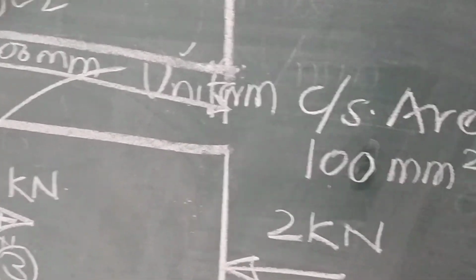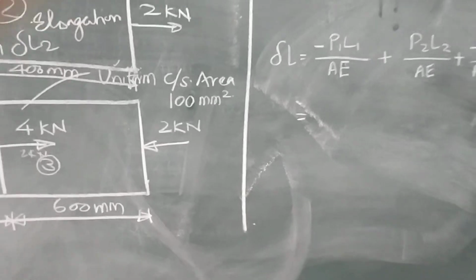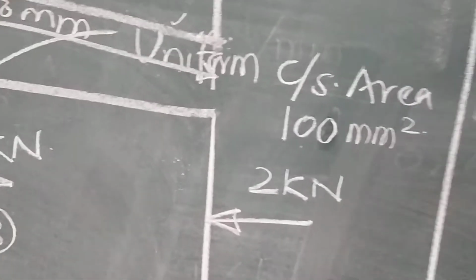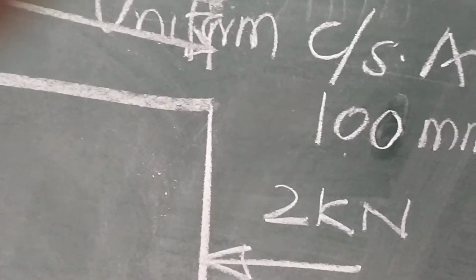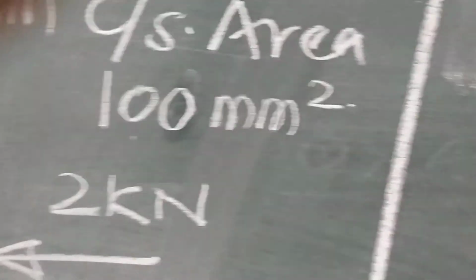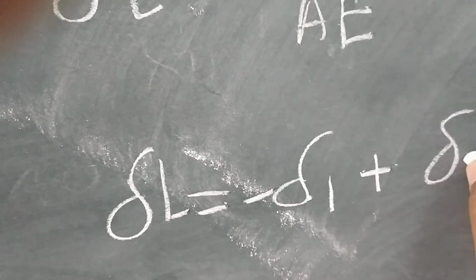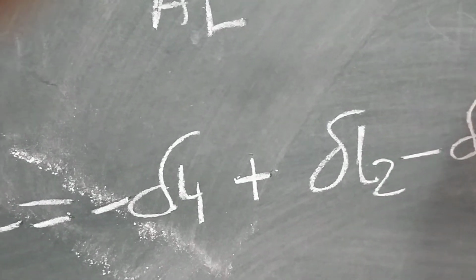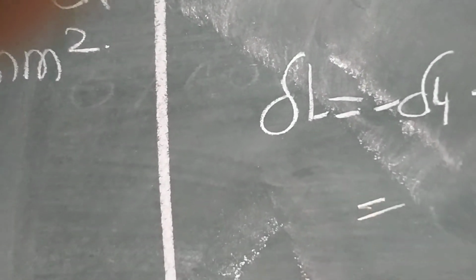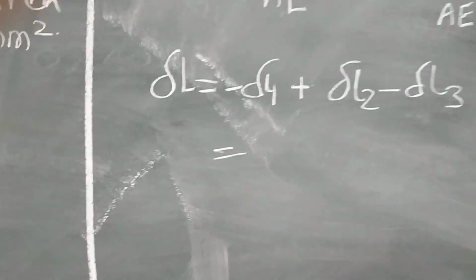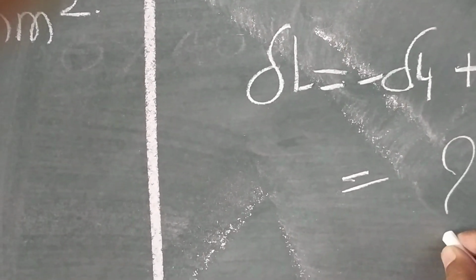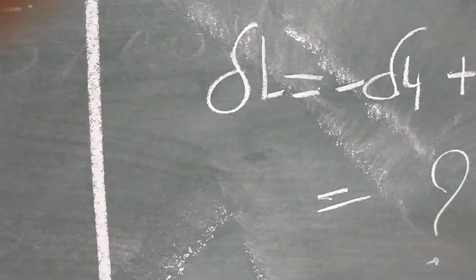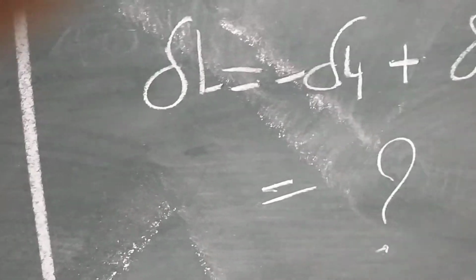So now it is your duty to find out the answer. Find out delta L as a whole, minus delta L1 plus delta L2 minus delta L3. So it is your scope of work. Find out the complete delta L and tell me the unit in the comment box.